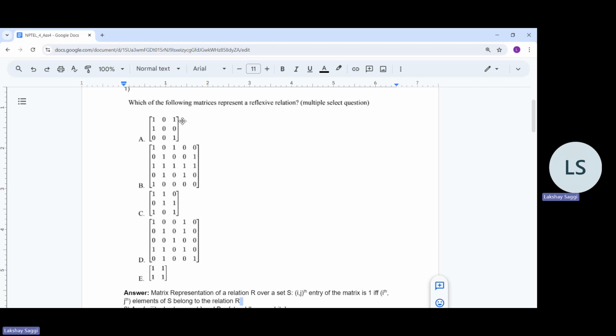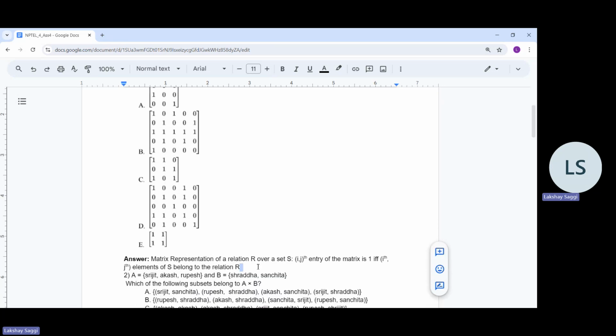Similarly, if this entry is 1, this is first row and third column. So A1 comma A3 is part of the relation R. And all the zeros are not part of the relation. Similarly, A3 comma A3 is part of the relation R. So these are different relations over different sets, and we can actually write out these relations also.